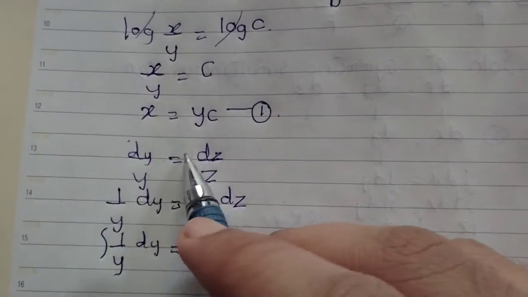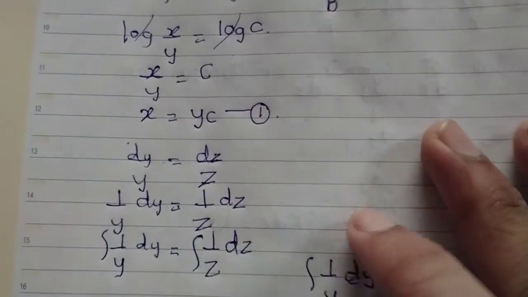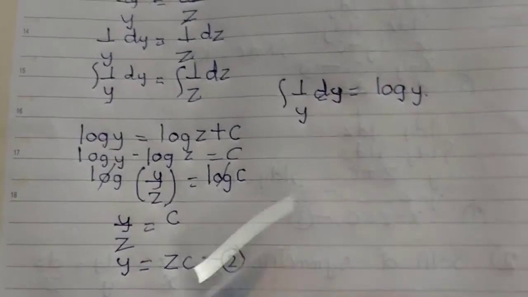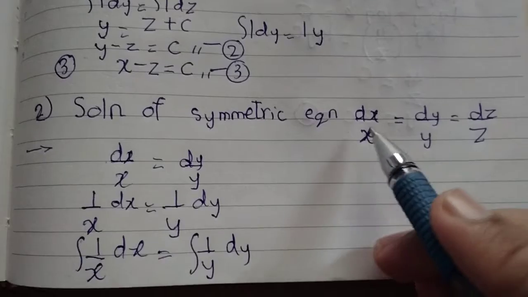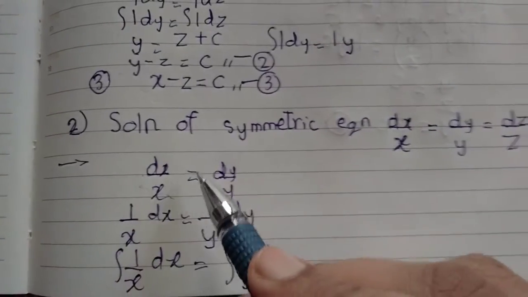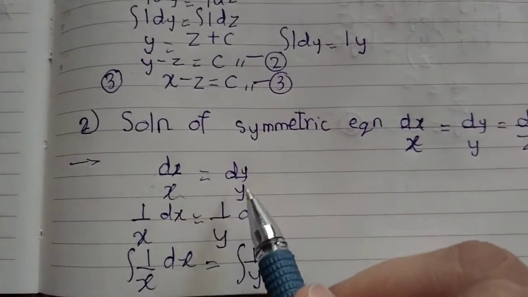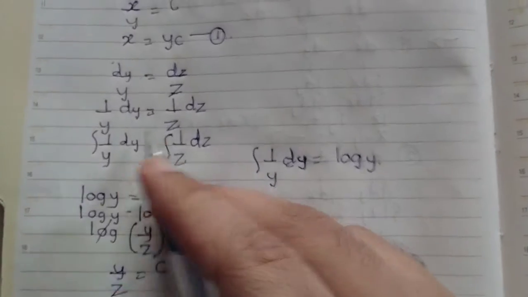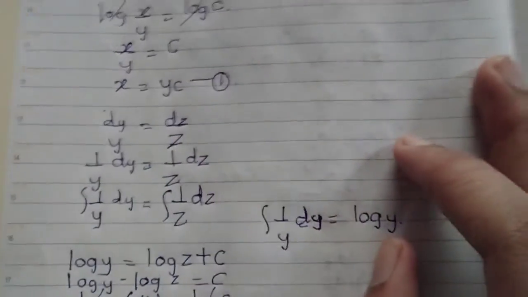Similarly, if we look closely, here dy by y is equal to dz by z, and the answer we get is y is equal to zc. Here in dx upon x is equal to dy by y, we get x is equal to yc. The answer is x is equal to yc.